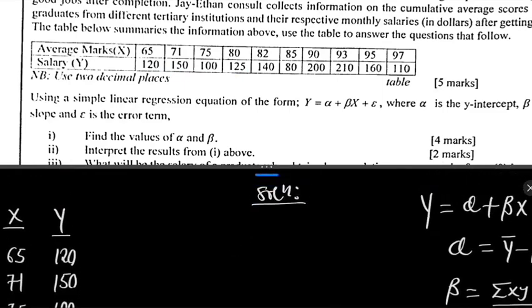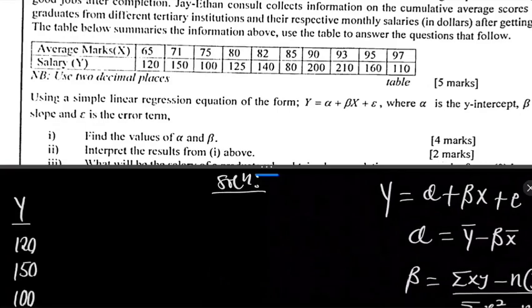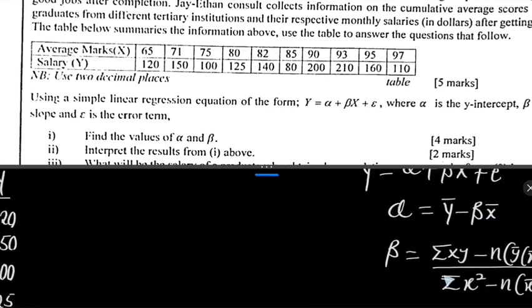Per what we are asked to find, and per the regression equation, we are asked to find alpha, which is y bar minus beta multiplied by x bar, where beta is the slope, right? And then to find the slope, it is this particular formula, okay? But before we can find alpha, we need to know the slope in this particular case. So we need to produce additional columns so that we can easily find the slope of the equation.